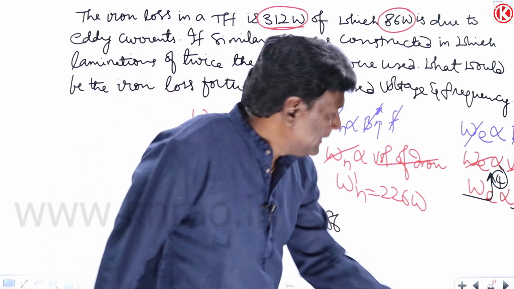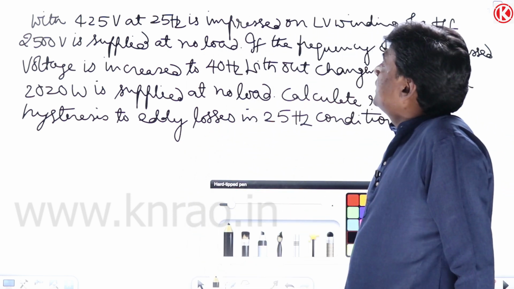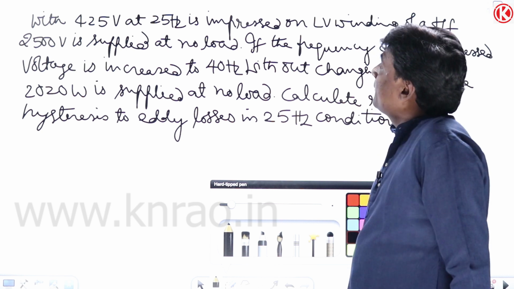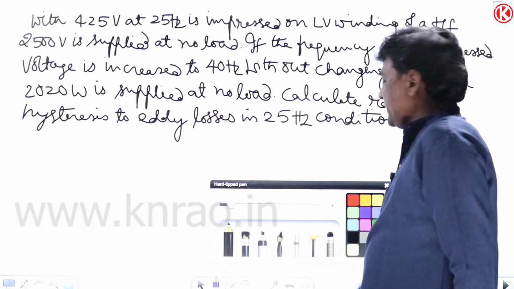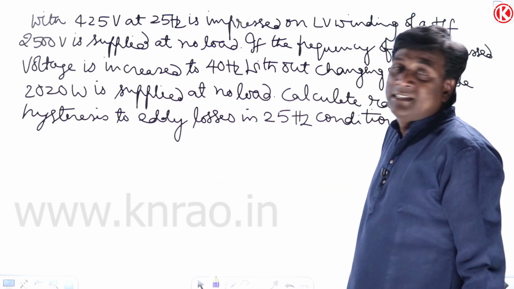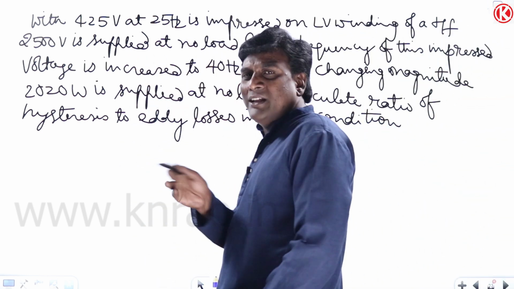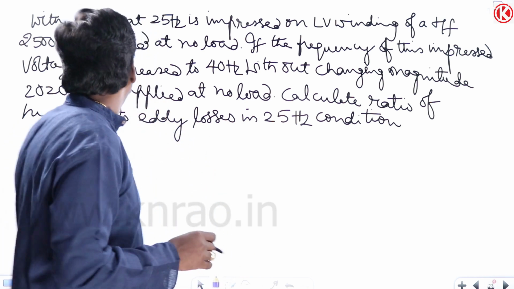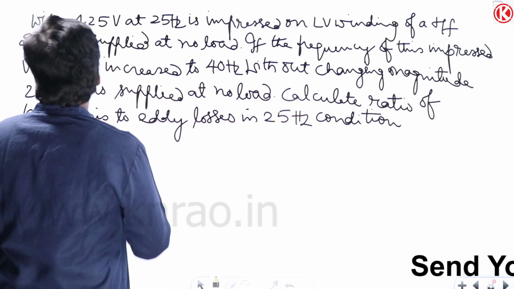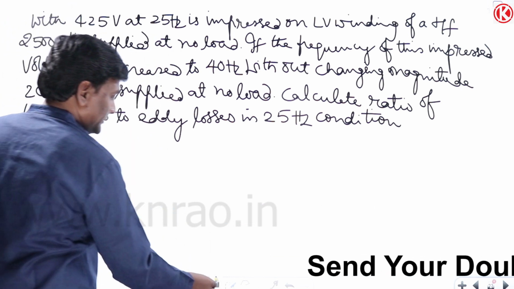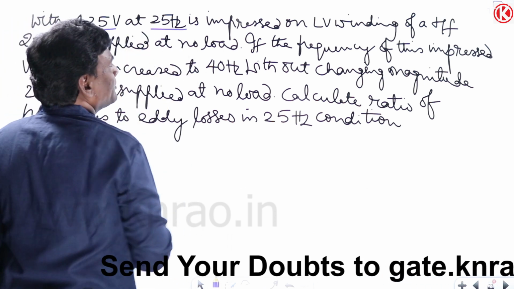Then now let us consider one more question. See, with 425 volts at 25 Hz impressed on the LV winding, this is an operating engineer question. What do you say? Because it means same transformer, voltage and frequency they are changing, that's it.